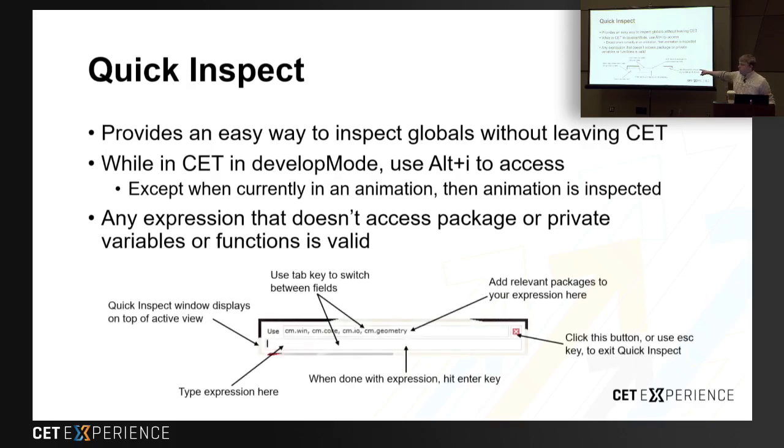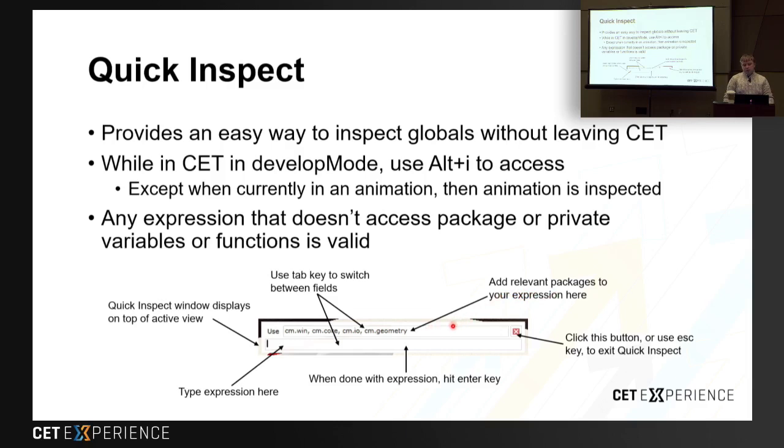So here on the screen is the Quick Inspect tool. When you hit Alt-I, this window is going to pop up. It's going to display on top of your active view, right in the center. So it may be your 2D view or your 3D view or your paper view, depending on what you're working in CET. It has these two fields, a use field. This is where you're going to list any packages that you need in order for your expression to run. And then the bottom field is where you're going to actually type your expression, and you can use the tab key or click to get between these fields.